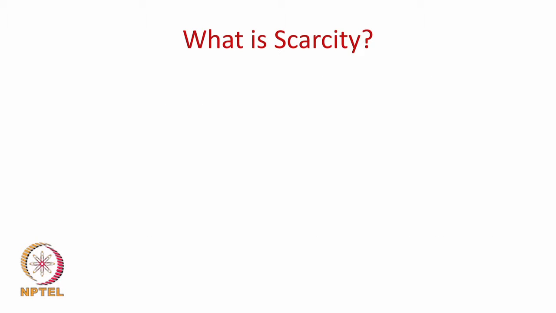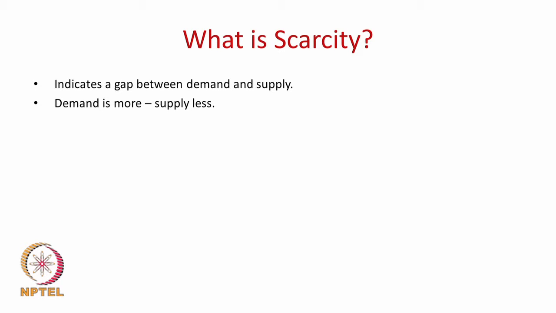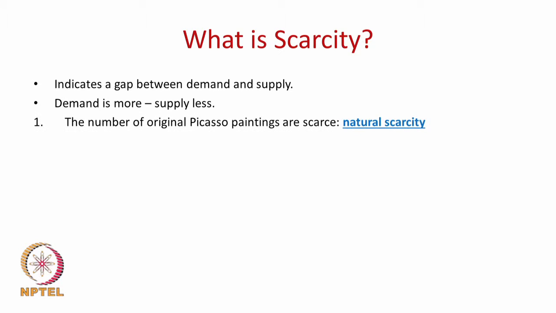It is interesting to see what the notion of scarcity means, because when we are trying to tackle a problem like resource scarcity, we should also try to understand it conceptually by distinguishing it from various other concepts. It indicates a gap between demand and supply, no doubt about that. It is a very simple problem in that sense: demand is more and supply is less. But there are certain ways in which we can understand scarcity. Scarcity itself has different kinds.